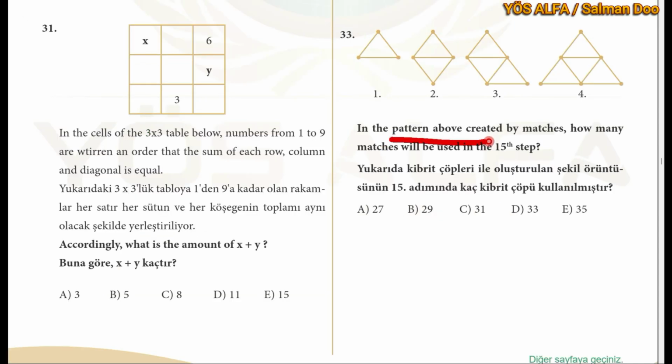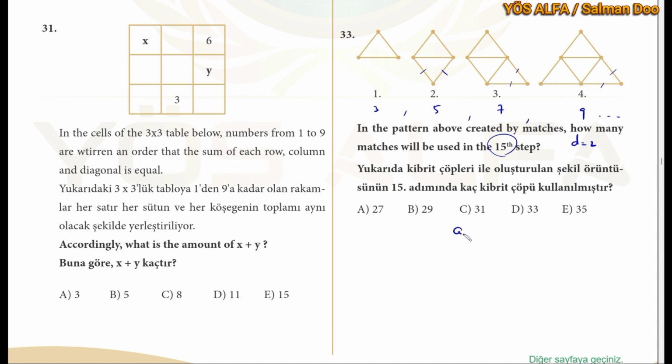In the pattern above created by matches, how many matches will be used in the 15th step? On the first step, we have 3 matches. On the second step, we have 3 and then 2 more, so 5. On the third step, we have 2 more, 7. On the fourth step, we have 9. So this is a sequence, going 3, 5, 7, 9 with a common difference of 2. The 15th step is asked.